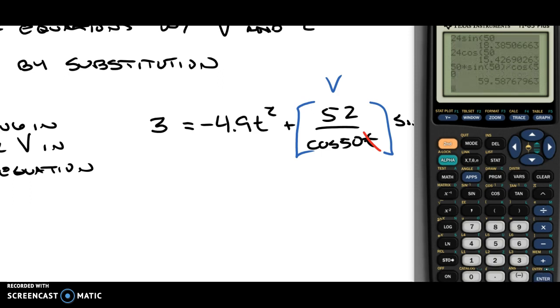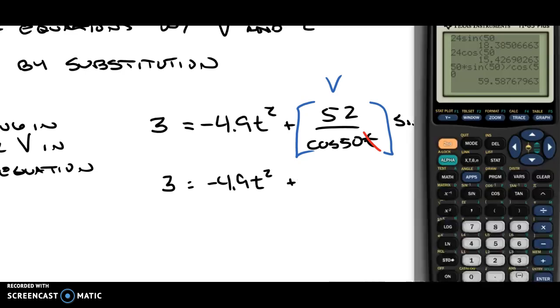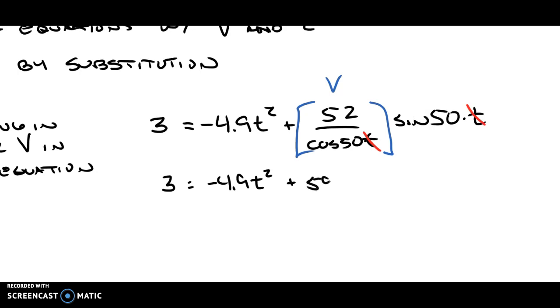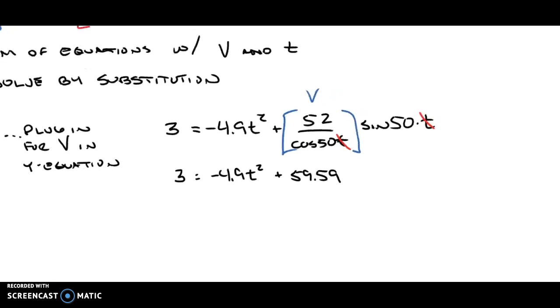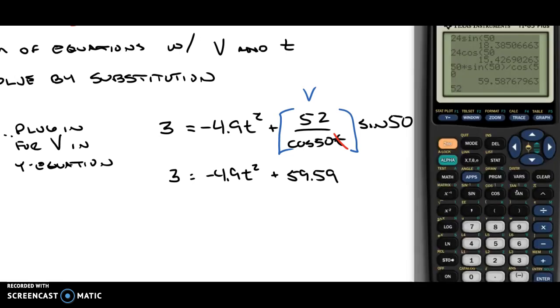And I'm going to need a value for that part on the right of 59.59. So I'm going to get 3 equals negative 4.9 t squared plus 59.59. So I basically simplified that 52 sine 50 over cosine 50 down to a number. And now I have a function with just t squared. And again, if I did 52 times tangent of 50, I should get the same thing. Sine over cosine is tangent. And I didn't get that. I'm trying to find where my mistake was.